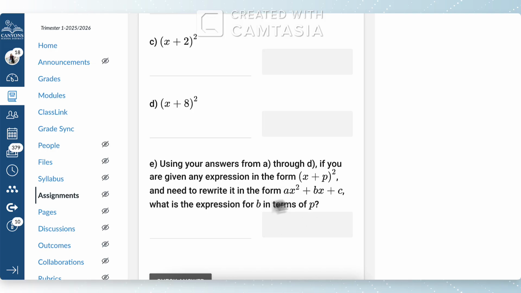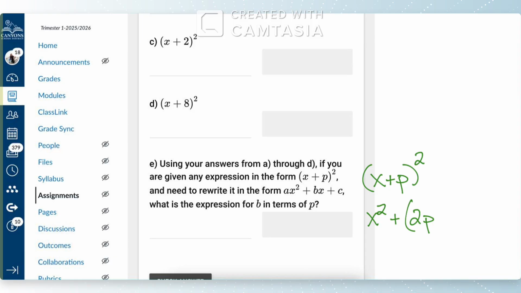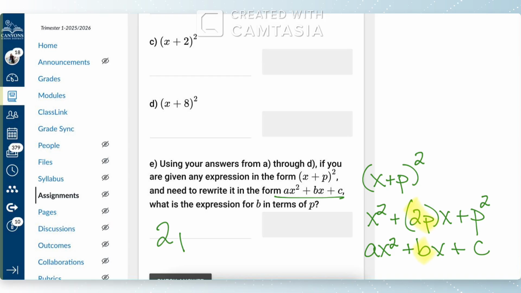In terms of p and b, our expression for b in terms of p. If I pull that back up, we could just do it again. In this case, our x plus p squared, we would have x squared plus 2p times x plus p squared. And then it's asking, how do I get b in terms of p? Well, it's ax squared plus bx plus c. In this case, my b is 2p. It just wants an expression. I was going to write it as an equation, b equals 2p, but they just want the expression, so my guess is they just want the 2p.